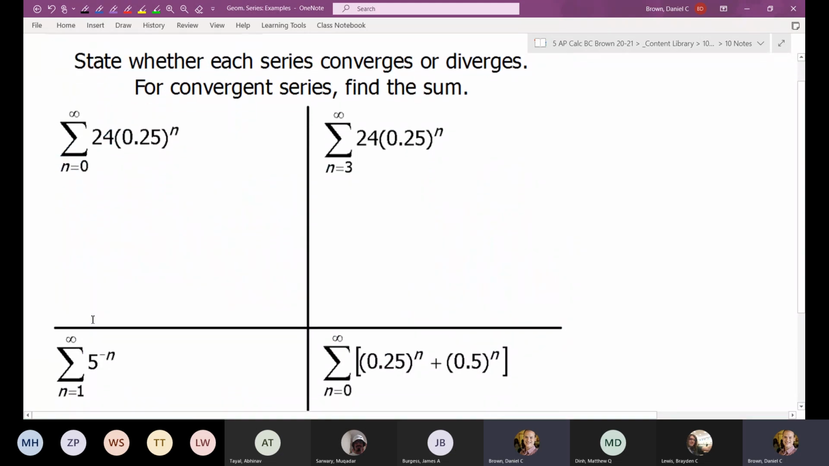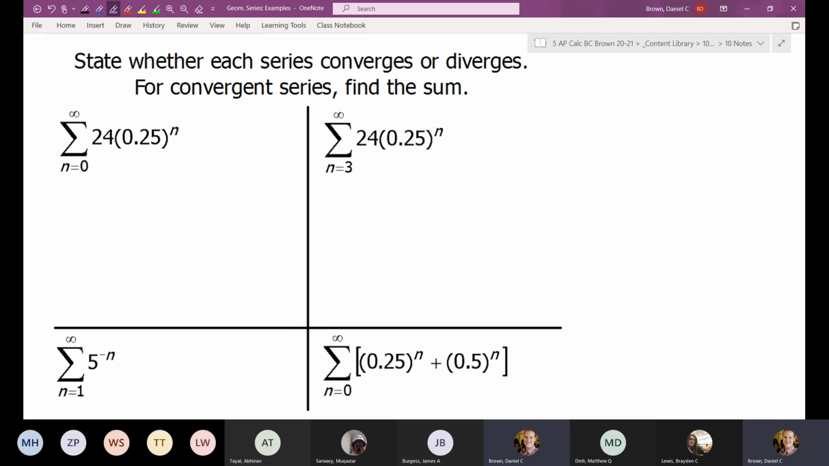Look at these first two. I have: state whether each series converges or diverges, and if it does converge, we're also going to find the sum. Like, what would that series be equal to? When you are looking for these, we're going to form our justification the same way we did with the nth term test. You're going to have to write down what you're considering, what that is equal to, why it is important, your conclusion, and then the name of the test.